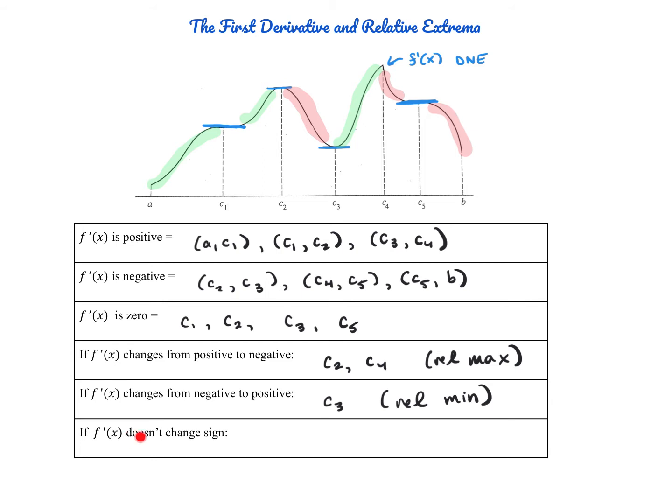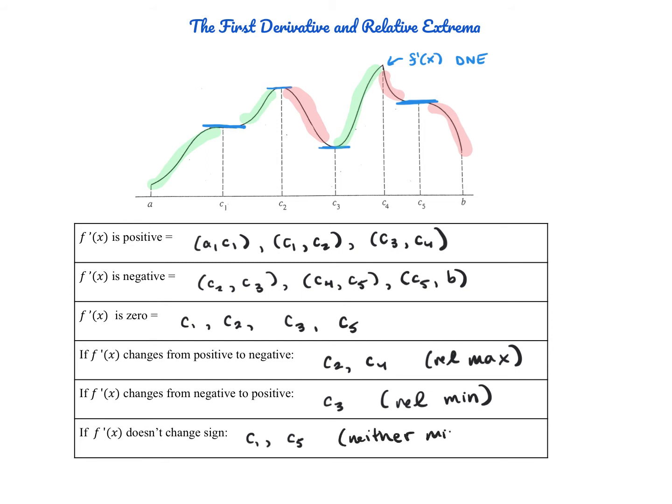And then what happens if the sign doesn't change? So where is that occurring? Well, that's occurring here at C1, and it's also occurring here at C5. So even though it does turn to 0 momentarily, if it continues staying the same sign, you'll see that it actually is neither a minimum or maximum.